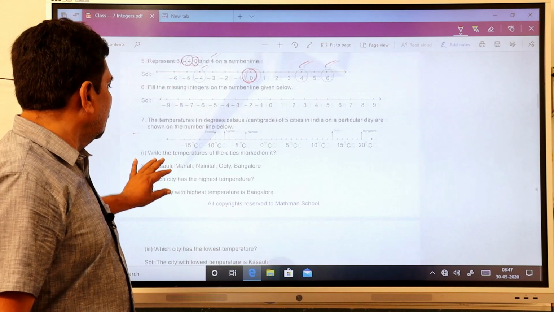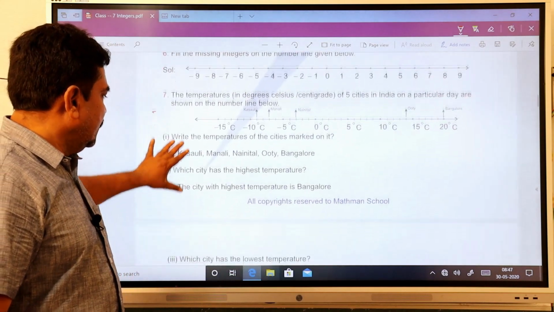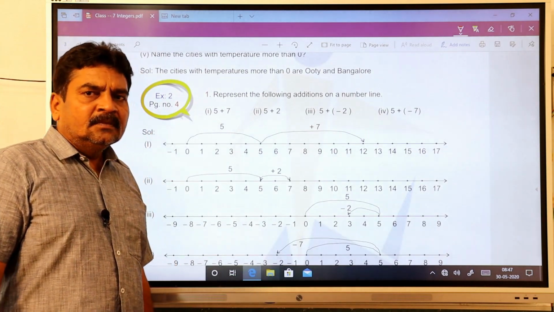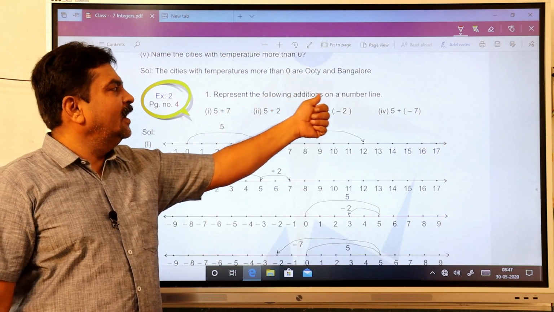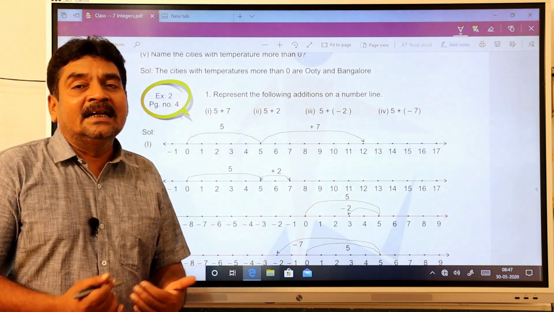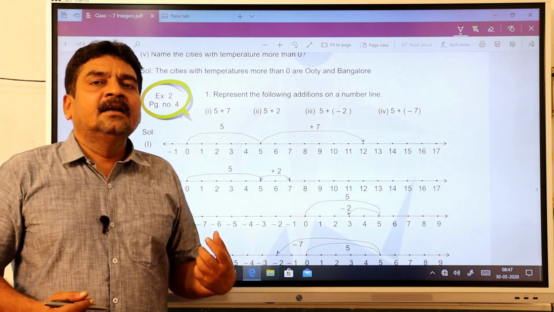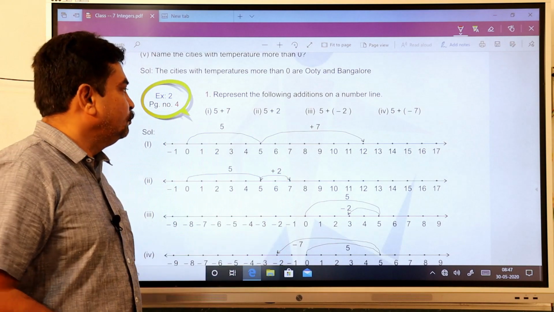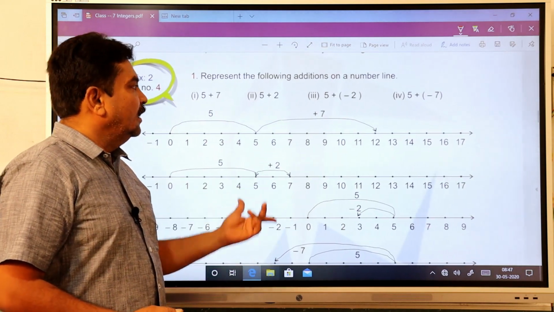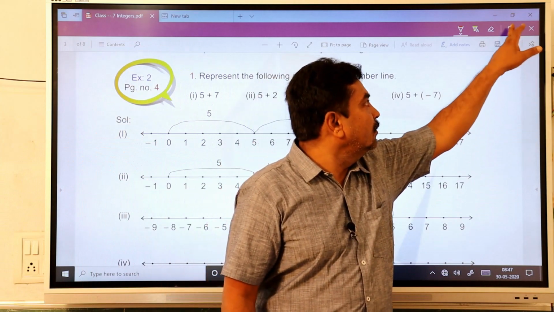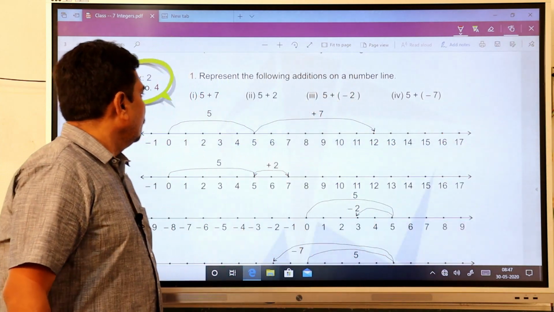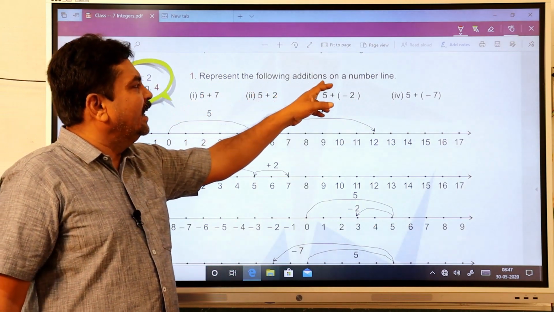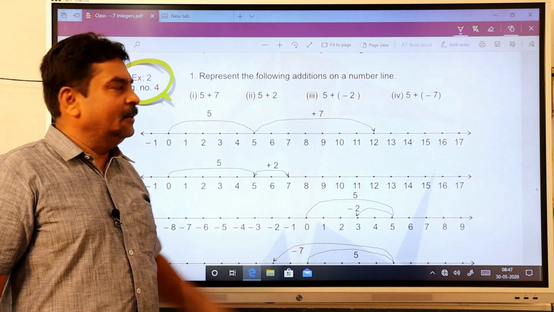Definitely you are going to finish it. And coming to the next one, exercise 2. In exercise 2, we have: represent the following additions on a number line. This is something very important. You have to understand this. Let's see how we are going to do this. I'll just take the marker. Here we have: represent the following additions on a number line.